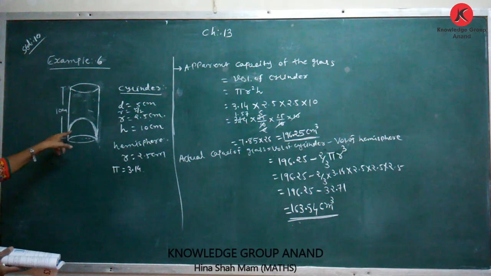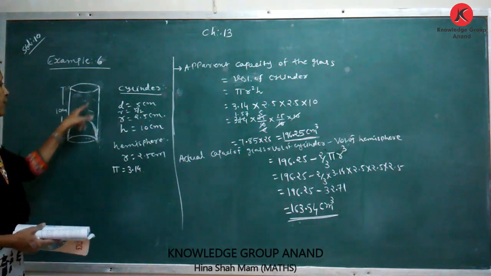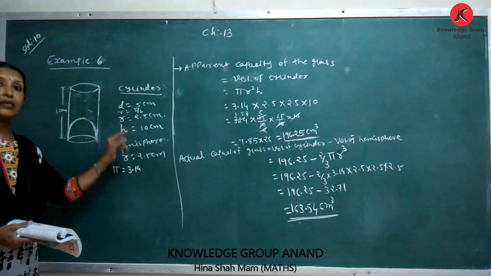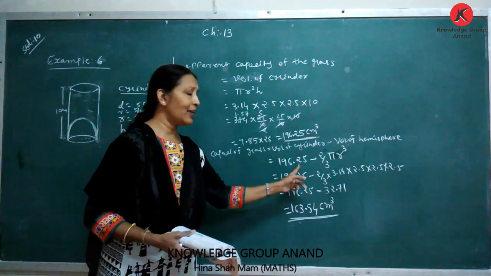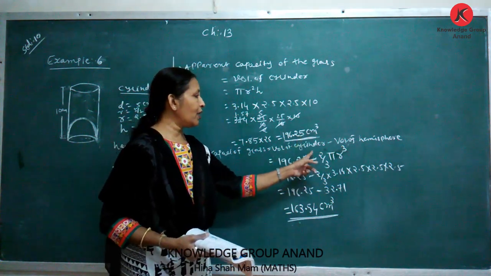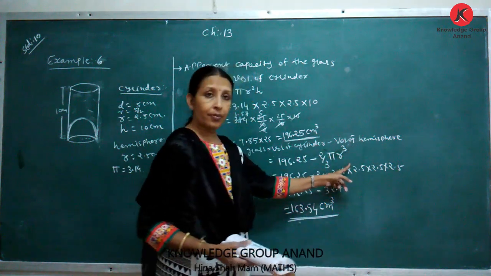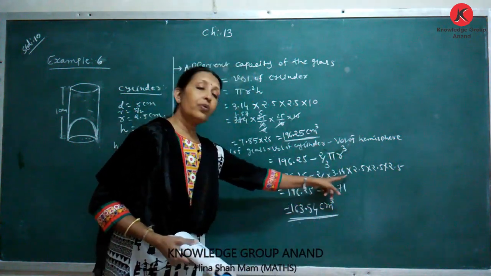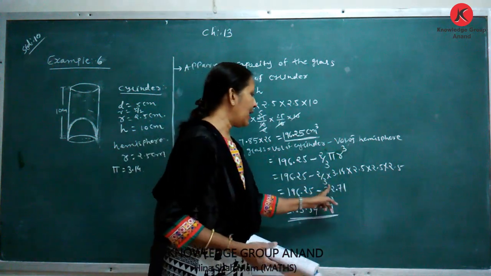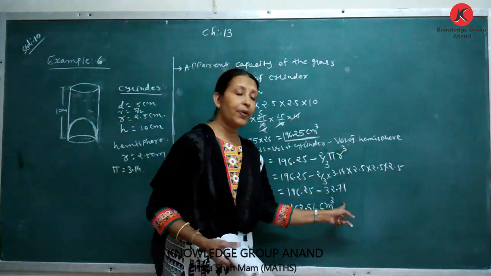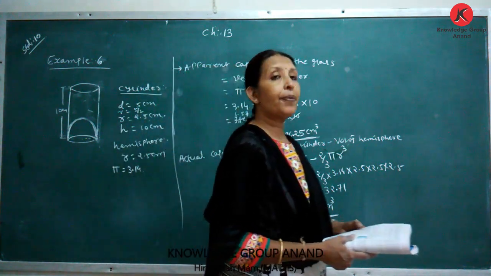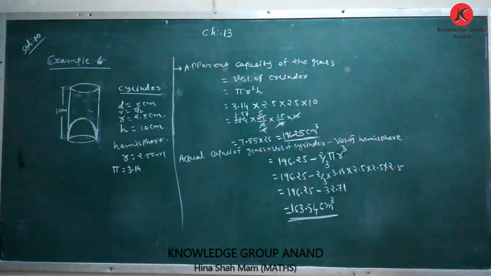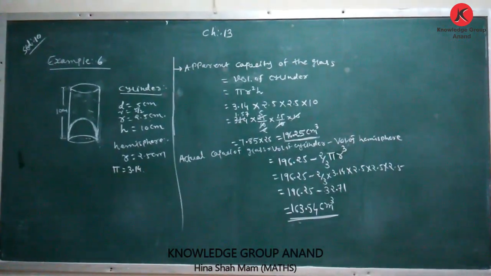Then we find 196.25 centimeter cube. Actual capacity is equal to volume of cylinder minus volume of hemisphere. Here we find volume of cylinder, then I write here 196.25 minus volume of hemisphere formula and calculate this. You calculate the multiplication in your notebook and divide by 3, then the answer is 32.71 and its subtraction is equal to 163.54 centimeter cube. That was our example number 6.